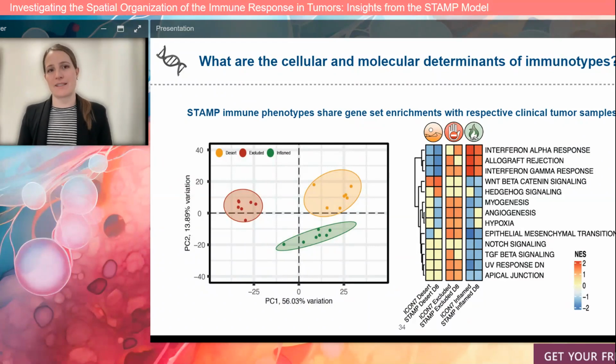So if we look at the pathways that are upregulated in the different immunotypes in comparison to the ICON-7 phase 3 clinical trial in which ovarian cancer lesions were classified by immunotype, we can see that inflamed tumors in STAMP and in patients have high representation of these T cell associated pathways. So interferon alpha response, allograft rejection, interferon gamma response, and they're very low for pathways known to be associated with excluded tumors, including here TGF beta signaling. So we think that this is a really robust model for understanding these clinical immunotypes and specifically understanding the microenvironmental regulation that leads to these different states of tumors.